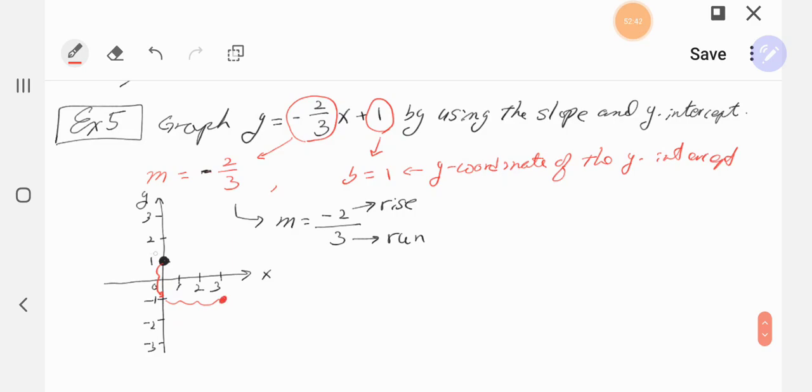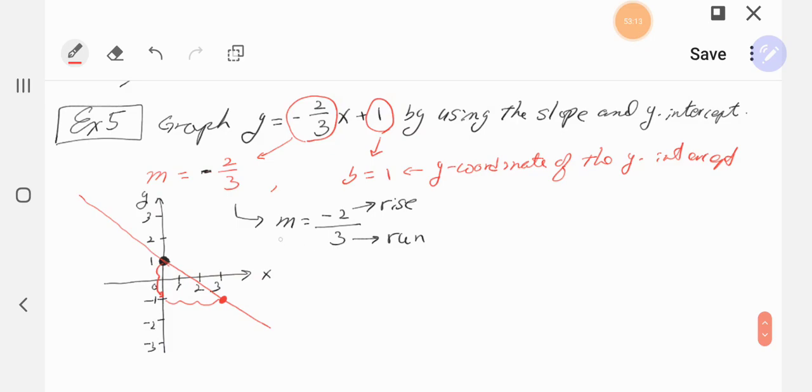So we have the first point. The first point is given. The y-intercept is given. So that's the first point. And finding the second point is using the slope, rise over run. So rise is negative, so 2 units down and then 3 units to the right. Then connect these two. Then this is the graph of that equation.